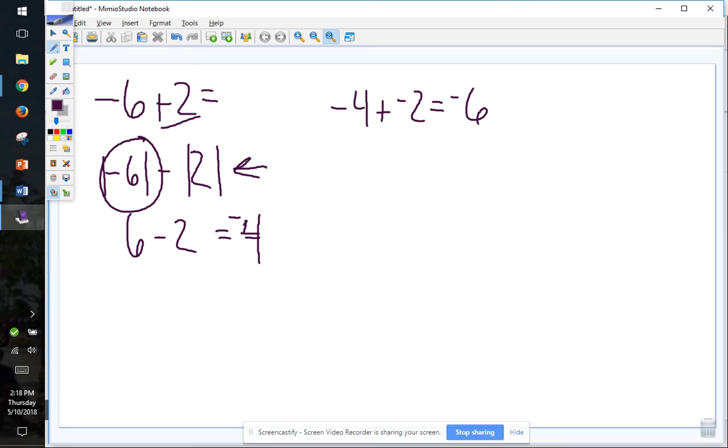Last but not least, if the symbols are different, like in this case here, -6 plus 2, let's make it a better plus sign. There we go. Plus 2, find the absolute value, subtract them, and then use the symbol whose absolute value is the greatest. Ladies and gentlemen, that's adding integers, and that's today's maths you should know.